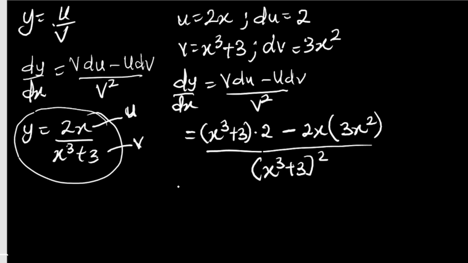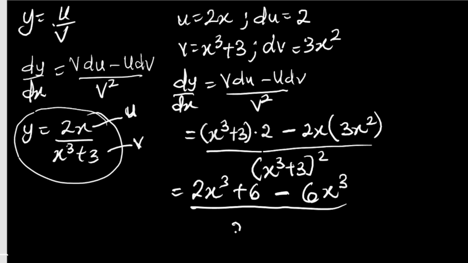Now we have to use this 2 to open the bracket. That is, this will be 2x cubed plus 6, because 2 times 3 gives us 6. Then minus 2x multiplied by 3x squared. This will give us 2 multiplied by 3, which is 6, and x multiplied by x squared gives x cubed. All divided by x cubed plus 3 raised to the power of 2.